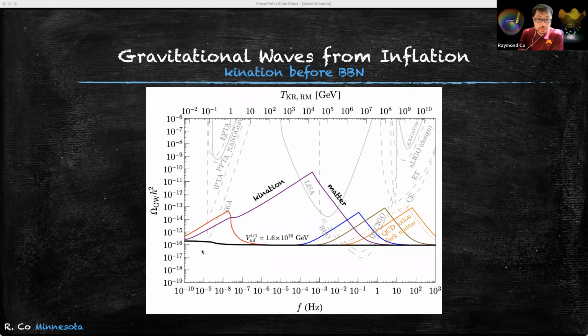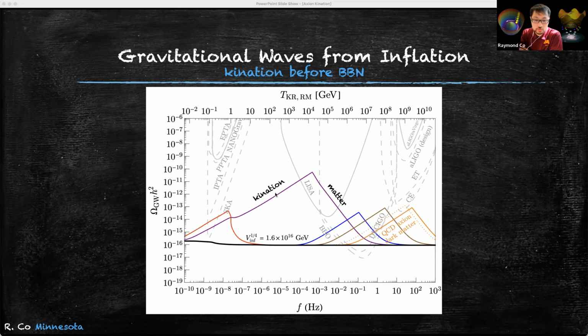What I'm showing here is first, the black line is the conventional prediction, if you assume the scale of inflation to be around the current cutoff scale or the current experimental bound, 1.6 times 10 to the 16 GeV. In this case, it's quite hard to probe it. If we're lucky, we may be able to see it in BBO or DECIGO. But if this scale is just slightly smaller, then this curve will drop very quickly. Then we have no signal possible. In our scenario, we have a matter-to-kination domination.